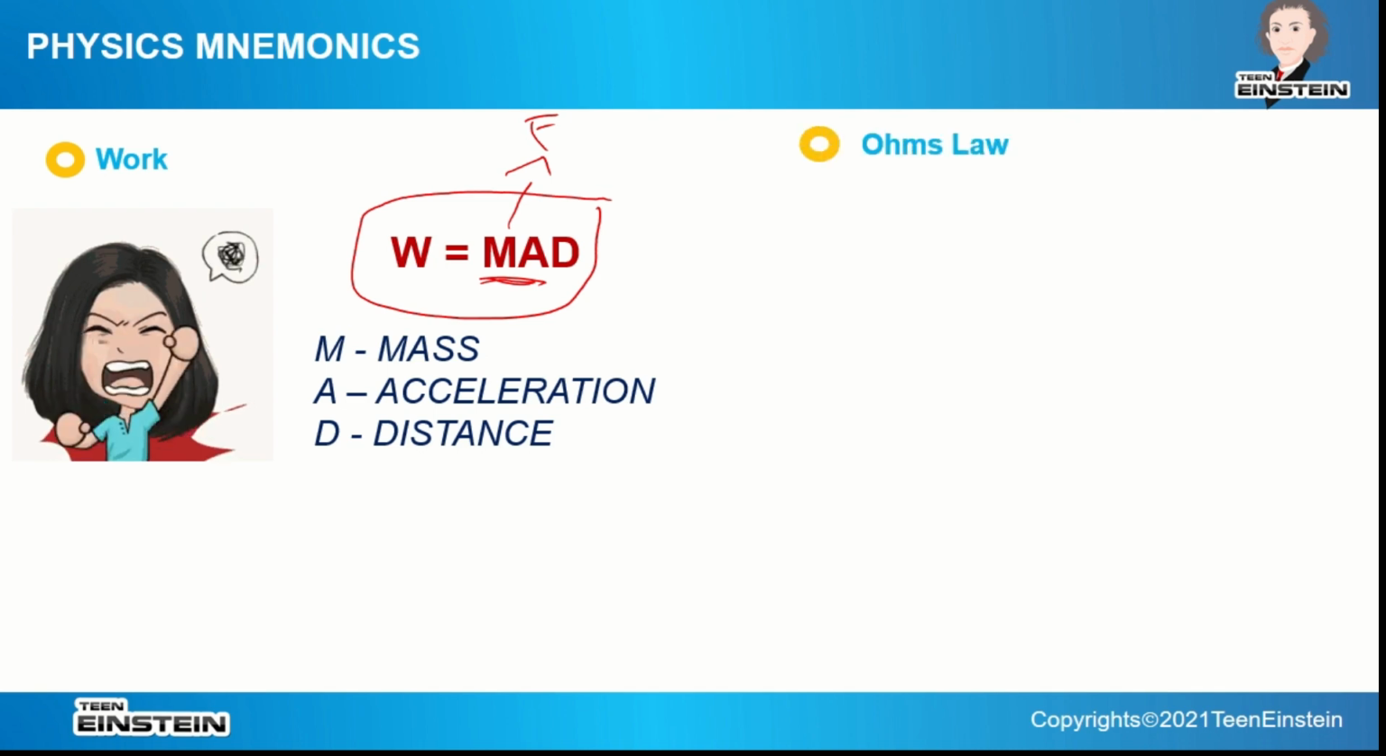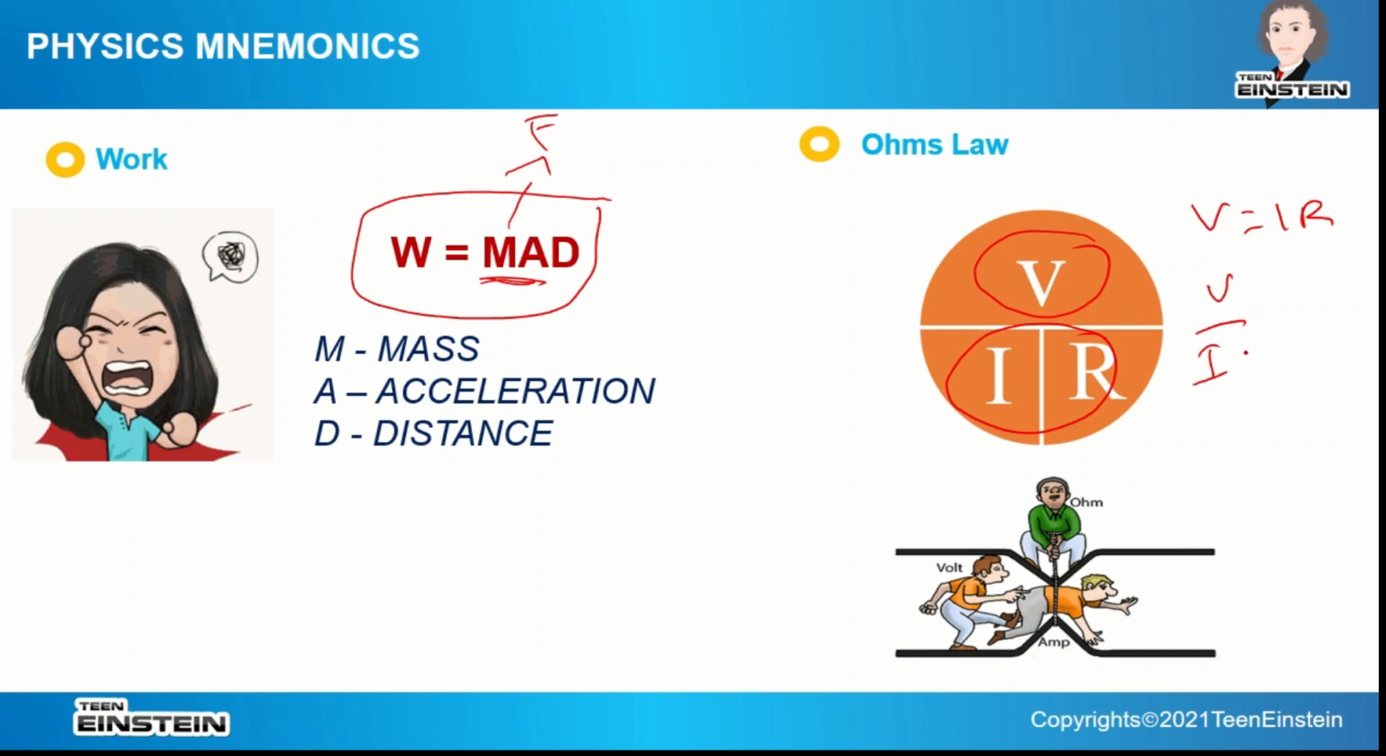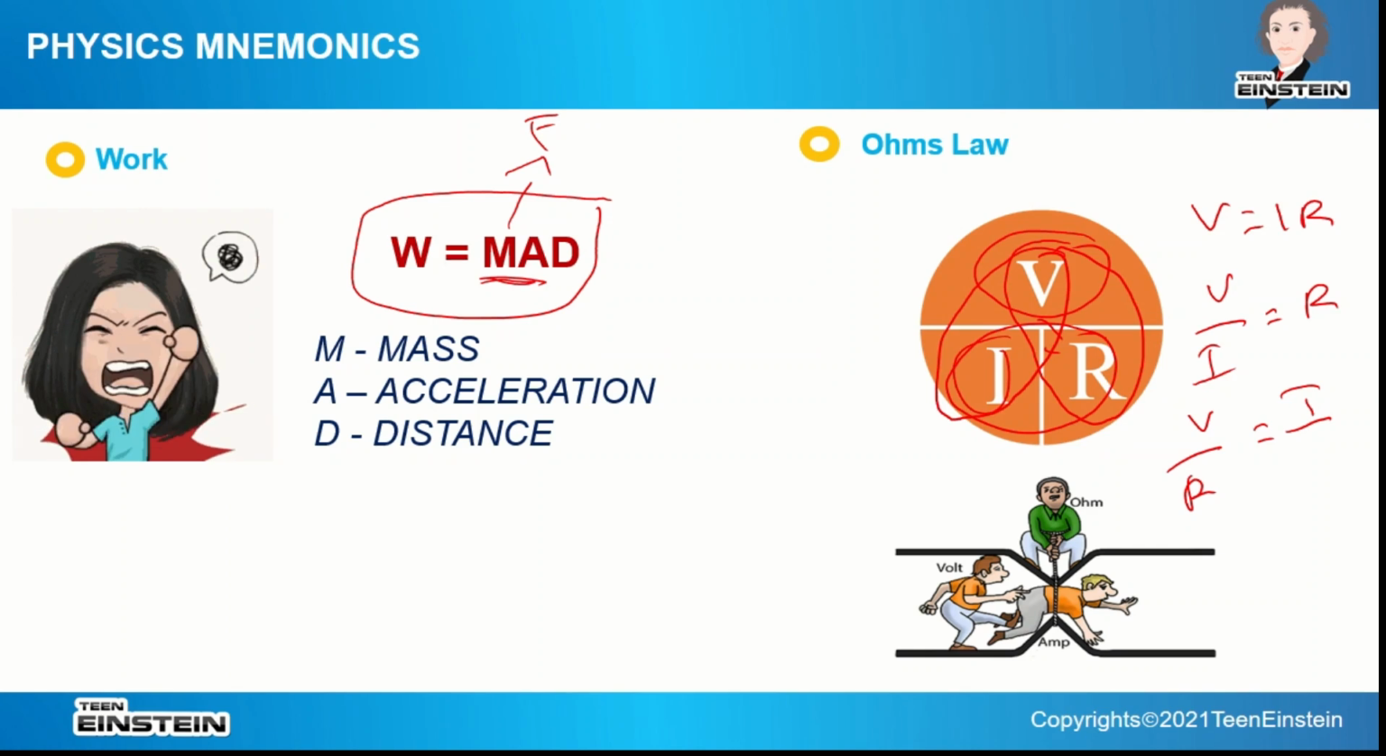And the next one is Ohm's law. With the help of this small diagram, you can easily understand the concept of Ohm's law. You know, V is equal to IR. So here you can see this part is equivalent to this part, or you can take it as V by I is equal to R. Similarly, V by R is equal to I. So you can take this part also, V by R is equal to I. With this small diagram, you can easily remember Ohm's law.